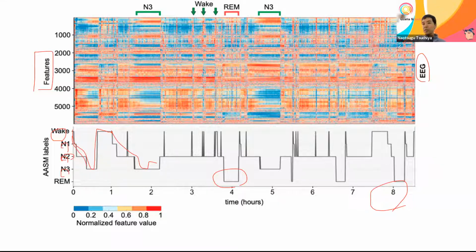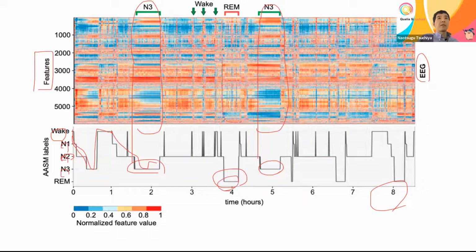The red is positive values, and the blue is negative values, normalized across all the features. So, for example, when people agreed the subject was in N3 here, the pattern of the features looks like this, and at a separate time point it also looks like quite a similar feature pattern. On the other hand, when there is a REM sleep stage here, there is a distinct pattern here. But there is also more than that.